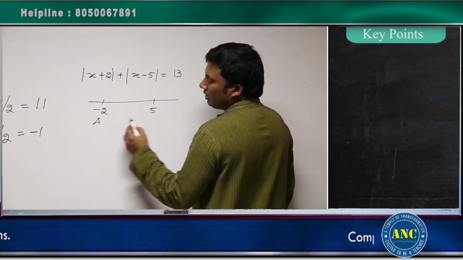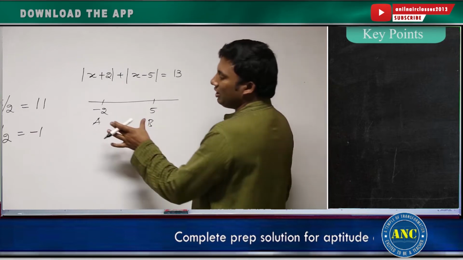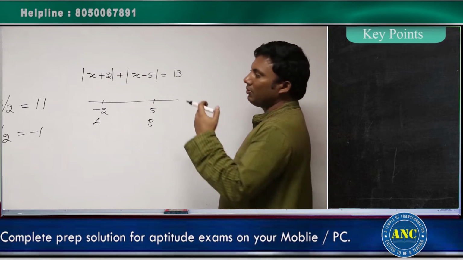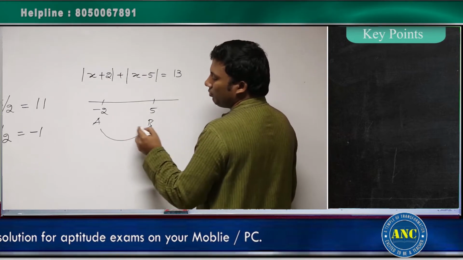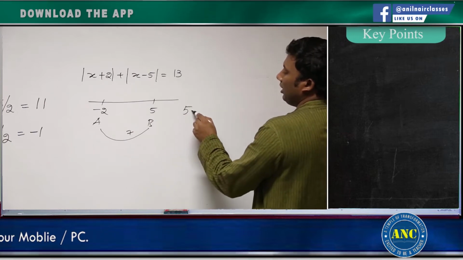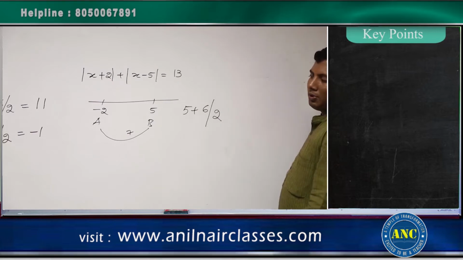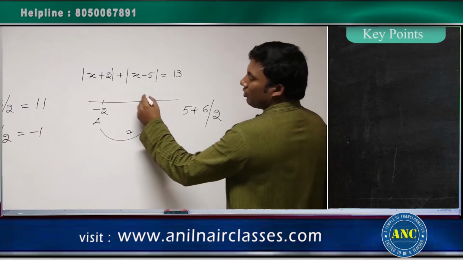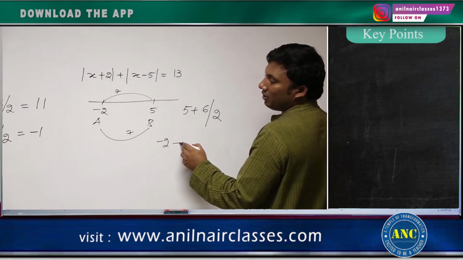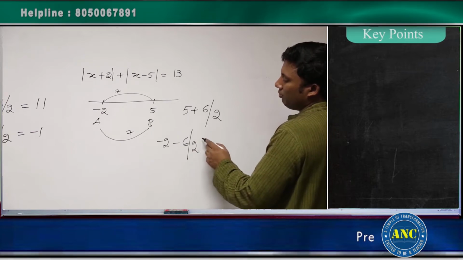A and B cannot travel in the opposite direction, because if they travel in the opposite direction, what is the maximum distance they will travel? 7. But it is 13. A will go to B. So, 7 units from 5. Remaining 6 units need to be traveled by how many people? 2 people. Already 7 units traveled. Remaining how many units? 6. 6 units you need to travel by 2 people.